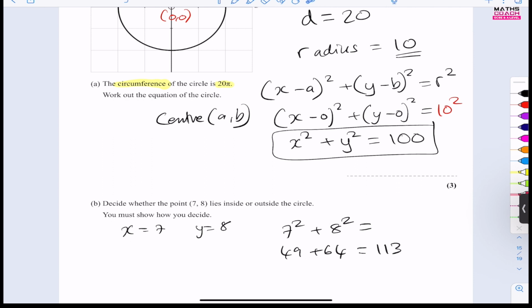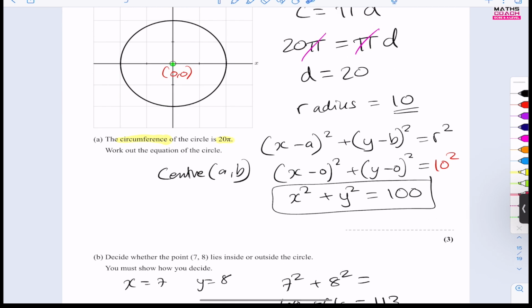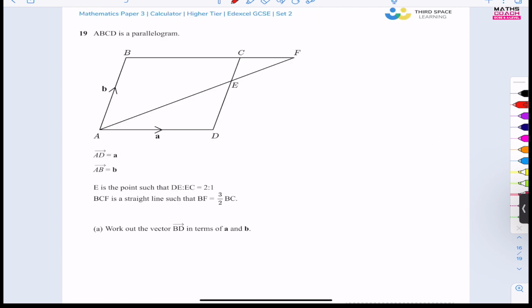So remember, it's in the form r squared because that's the equation of a circle. So in order to find our r, we are going to do the square root of 113. And the square root of 113 is 10.63. So that means if we go back here, our r is greater than our radius, which is 10. 10.63 goes outside of our circle because it's just greater than the radius, all right? So we would say it's outside the circle because the radius is larger than 10. It's 10.63.